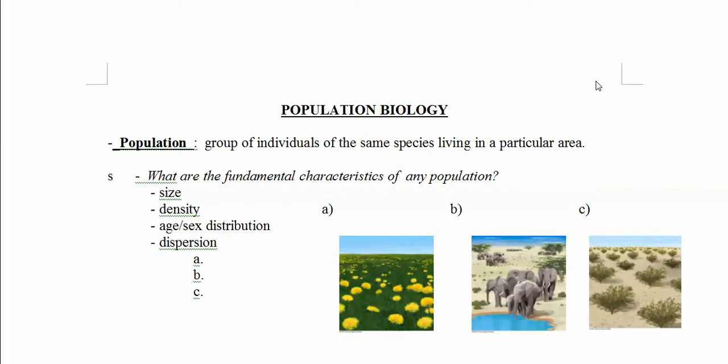So first and foremost, what is a population? We've talked about ecosystems and communities and so forth, but a population is a group of individuals of the same species living in a particular area. Now we'll go over some of the more specific characteristics of populations in class together, but some of the most fundamental characteristics are simply the size, how many individuals there are. An important one actually is density.